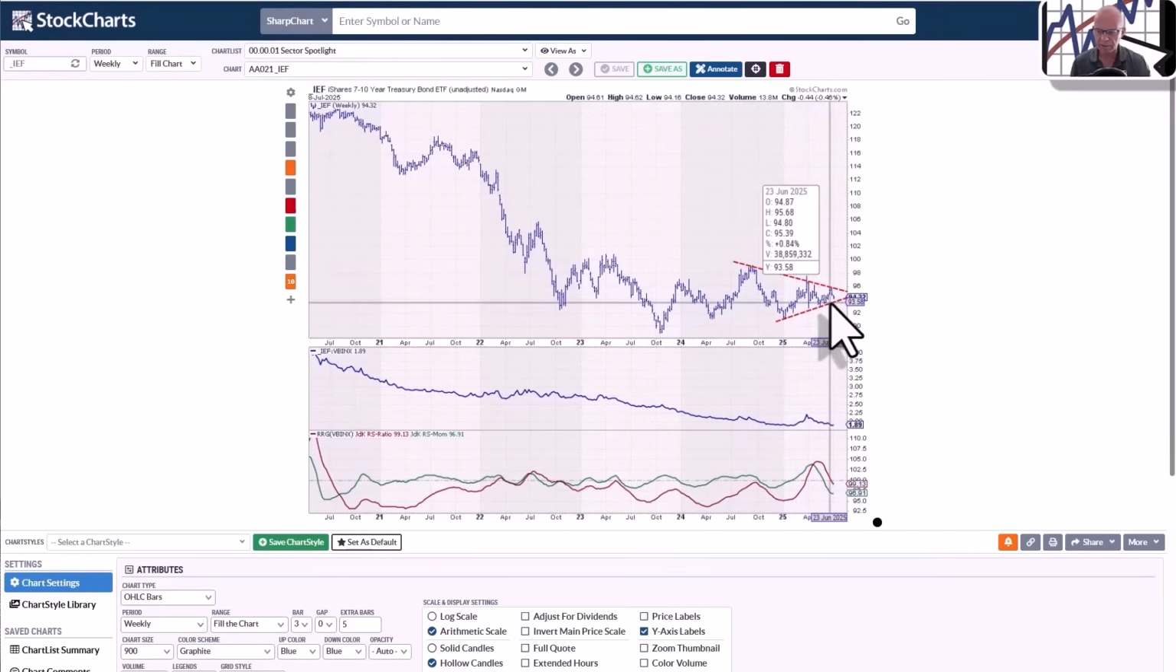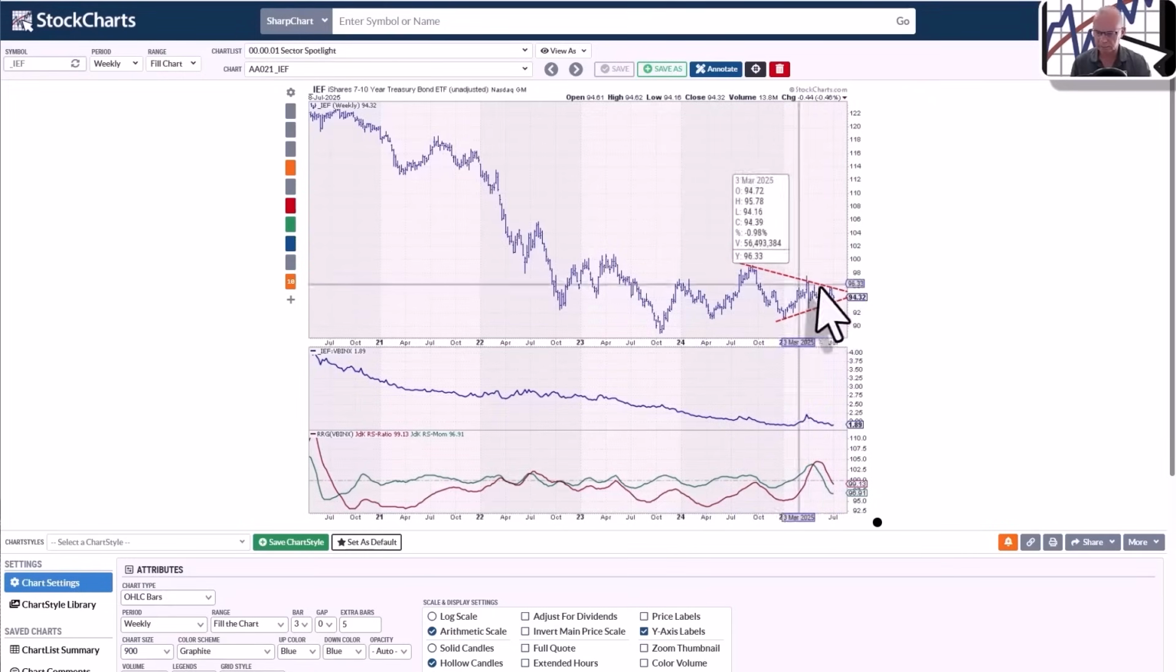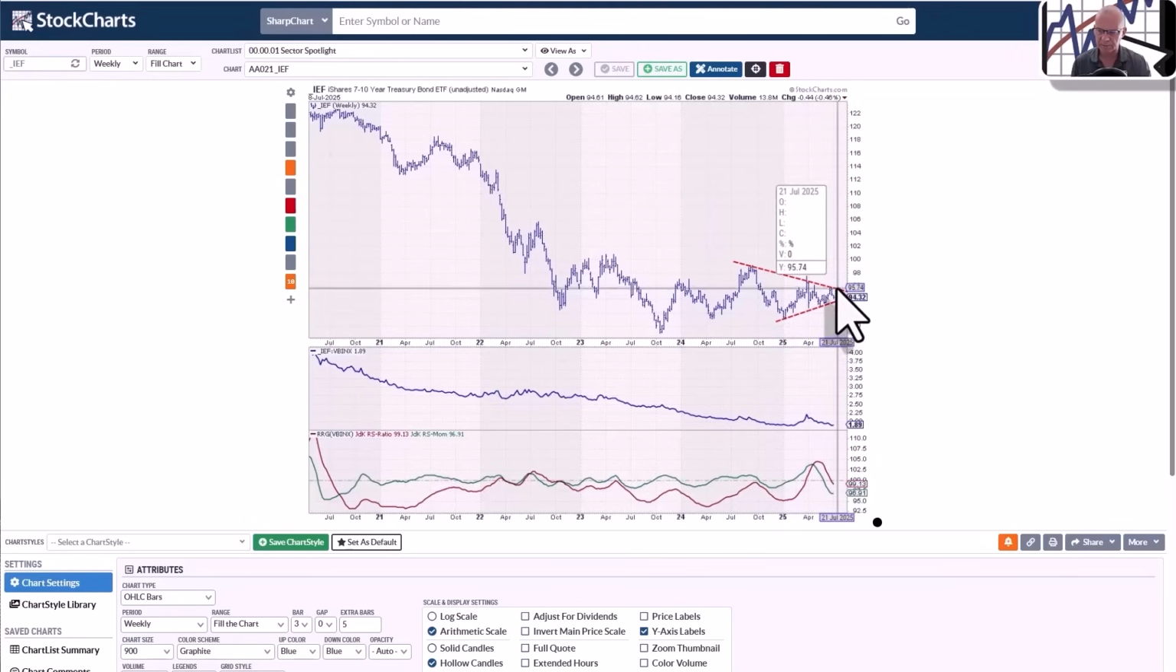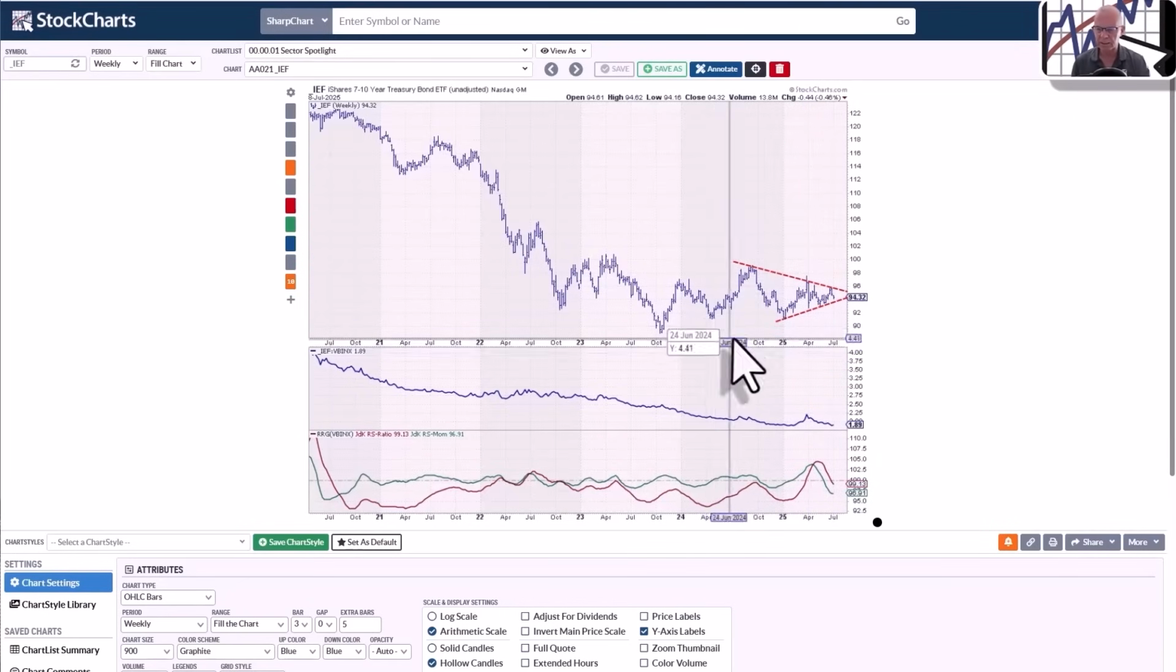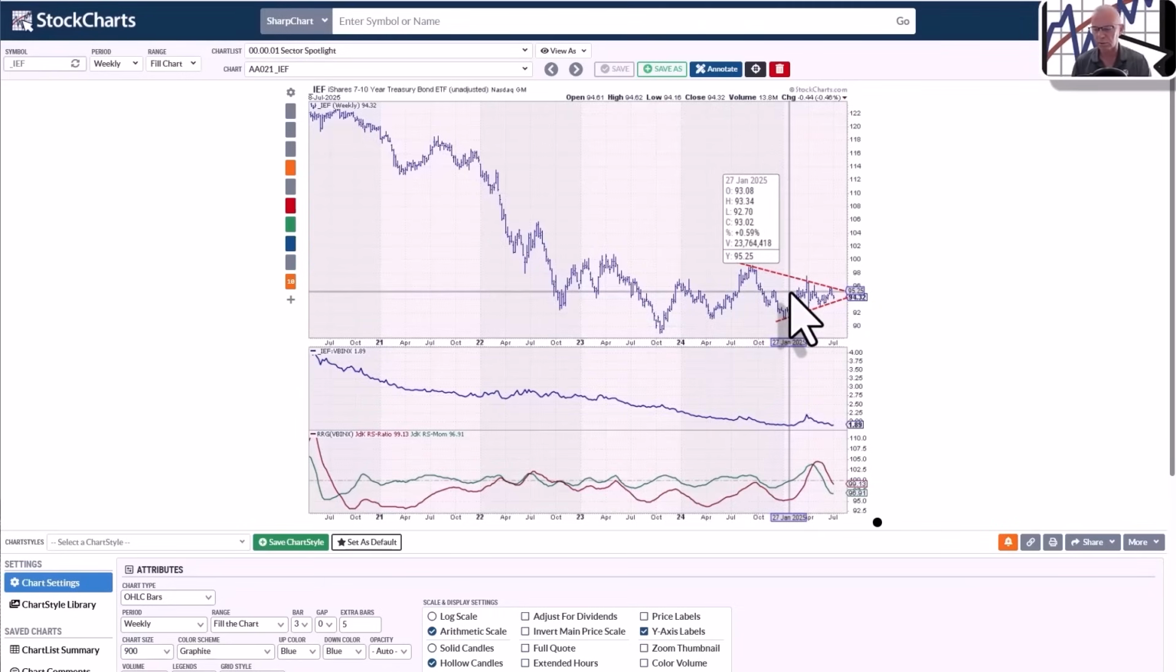And if we break out of that, let's call it a triangle, we can expect a move in the direction of the breakout. The problem is that this triangle is not forming at the end of a trend, it's not forming at the beginning of a trend, it's not forming in the middle of a trend. So it's forming inside of a trading range, and that makes it a little bit tricky to apply the rules of a triangle here.